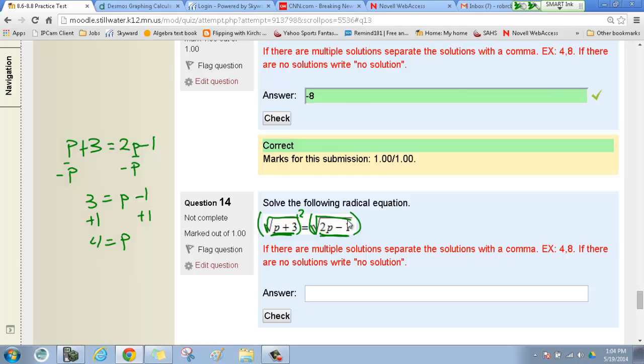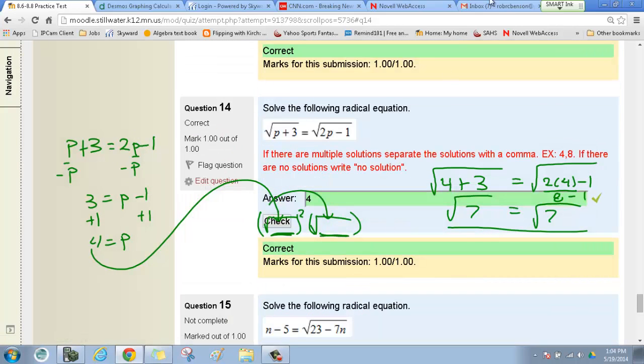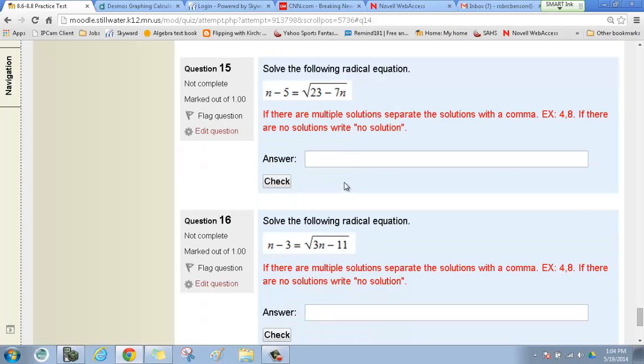Now I got to check this out. That's my solution. So let's see. I'm going to take this 4 and plug it in for this p and right there and see if this turns out to be true. So I have the square root of 4 plus 3. Is that equal to the square root of 2 times 4 minus 1? Well, 4 plus 3 is equal to 7, so this is square root of 7. 2 times 4 is 8 minus 1, so that's equal to 7. Is square root of 7 equal to square root of 7? Well, last time I checked, if they're the same thing, they would probably be equal. So our solution is 4. Okay, so we got that one. Sweet.